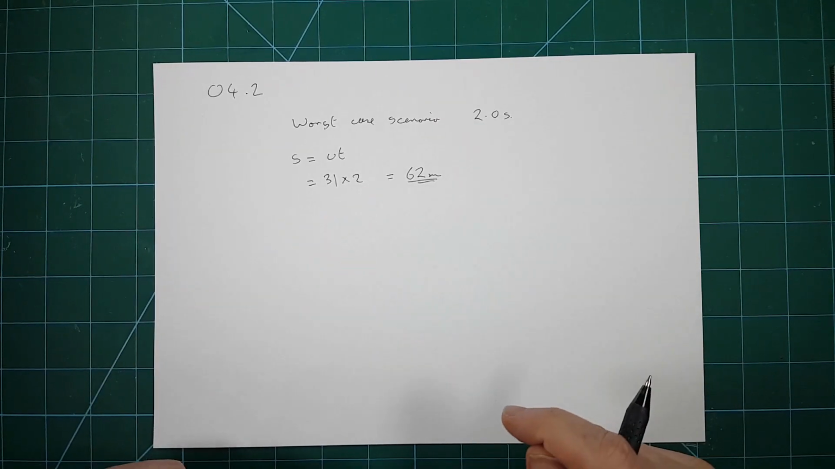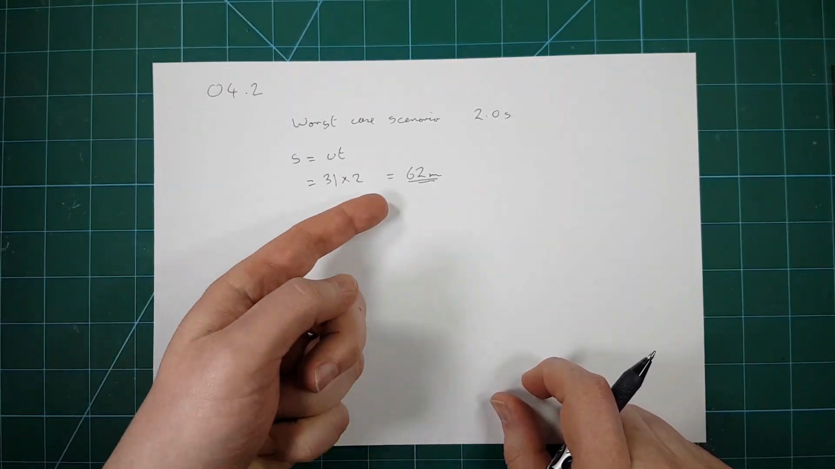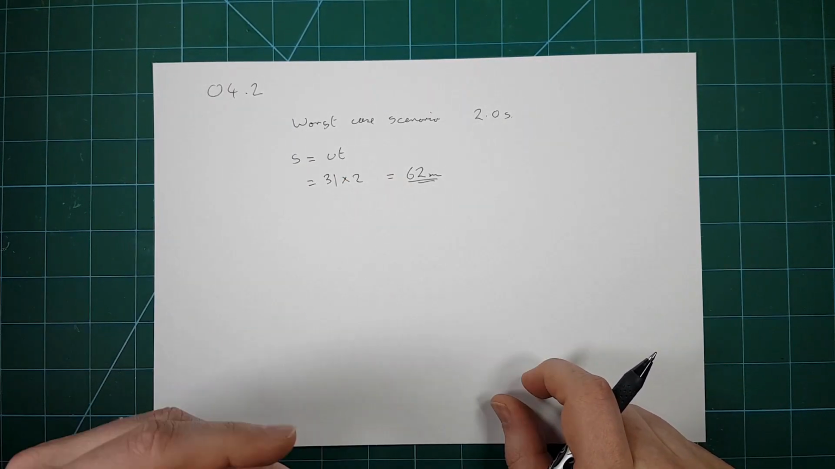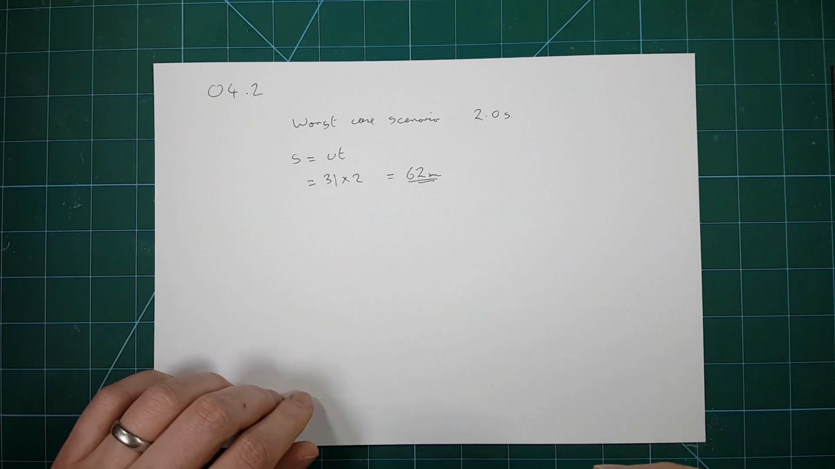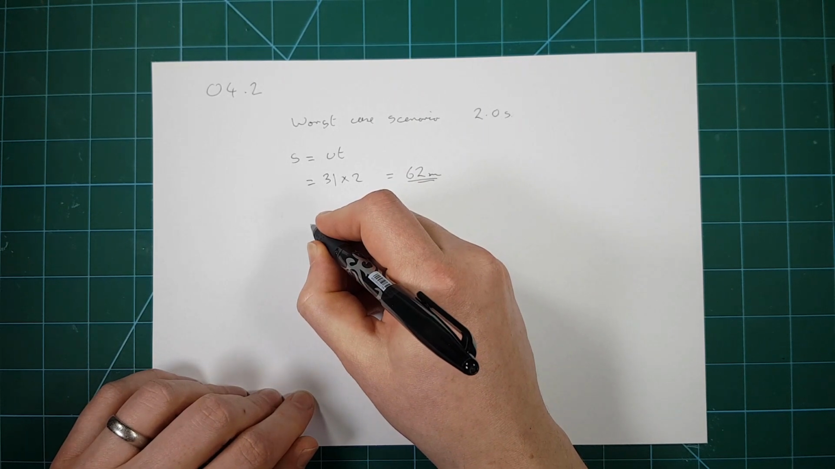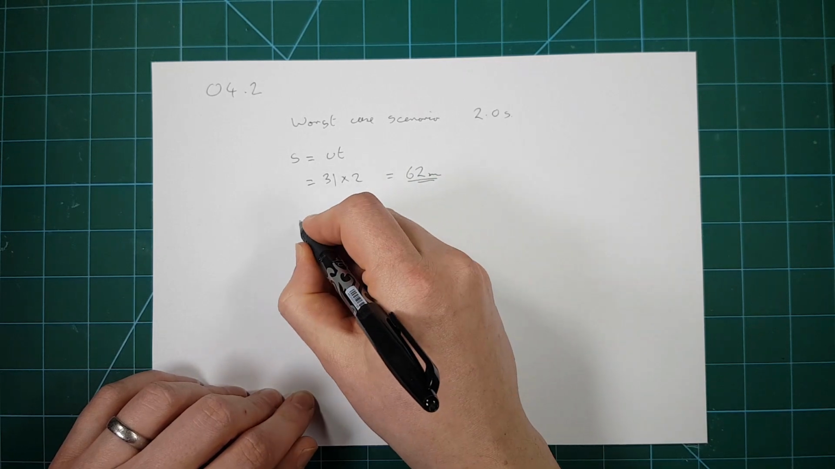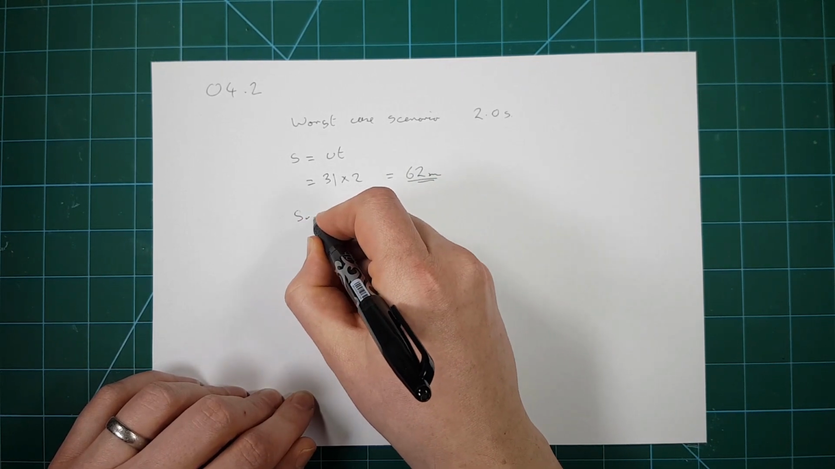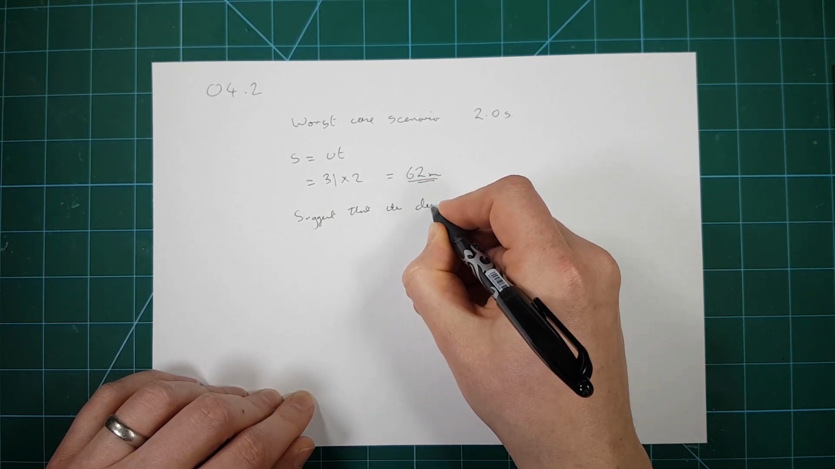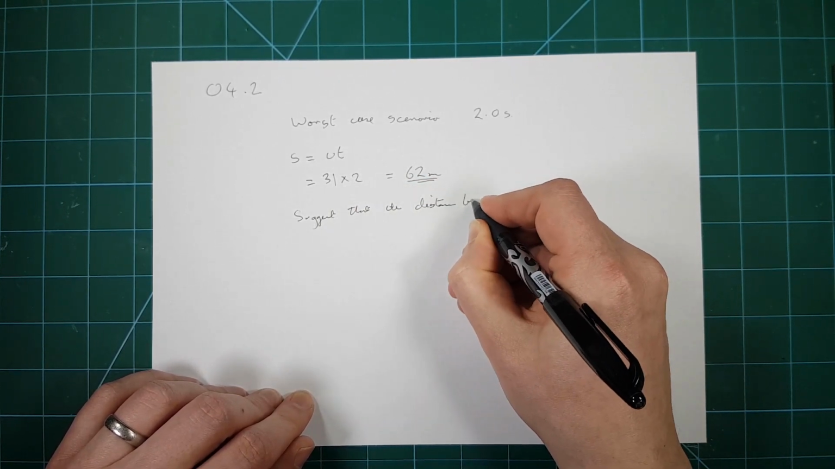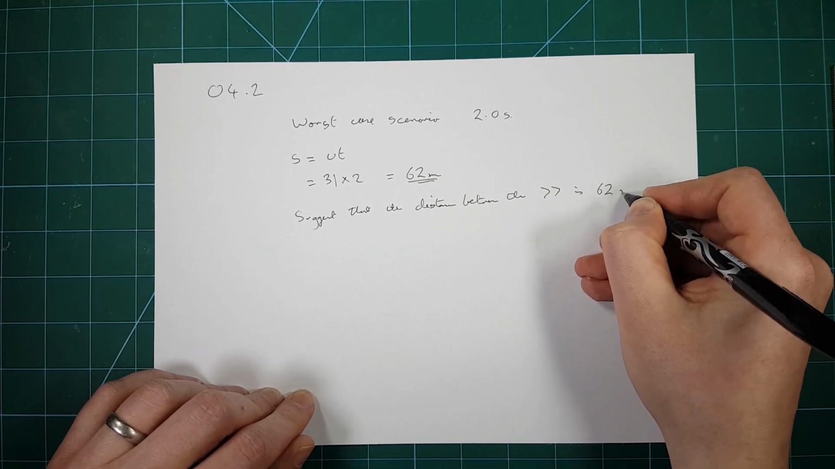Now, when I did this first time, I thought, right, I'll suggest something bigger than 62 meters. So I suggested 70 meters because that was bigger than 62 meters, but they don't want that. They just want you to suggest exactly 62 meters. They don't seem to allow you to do anything else. So make sure that you don't round this or anything. So suggest that the distance between the chevrons is 62 meters.